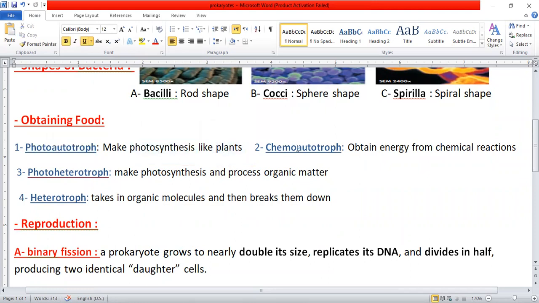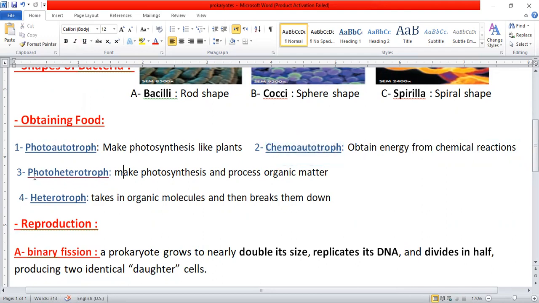Okay. Some kinds of bacteria depend on chemical reactions, like those bacteria living in the ocean away from the sunlight. They depend on some chemical reactions that happen on the ocean floor to make food. So they make food, we call them autotrophs. And they get the energy, instead of using light, from chemical reactions. So we say that they are chemoautotrophs.